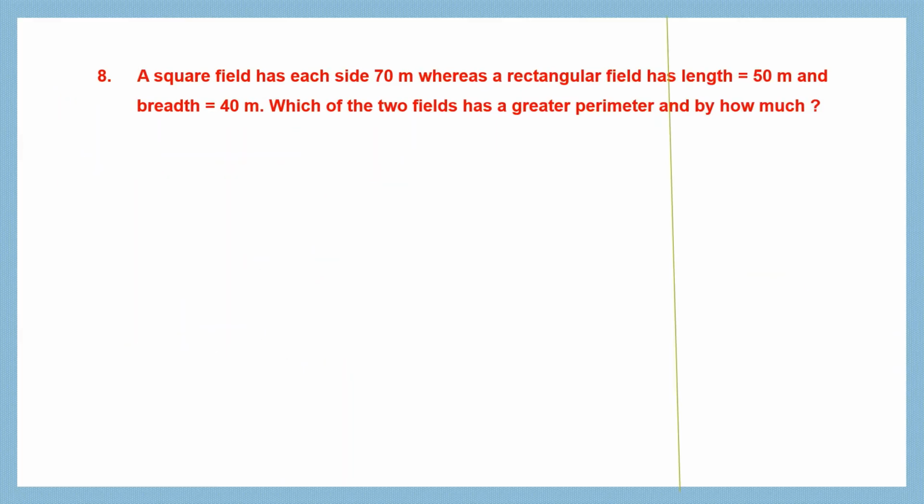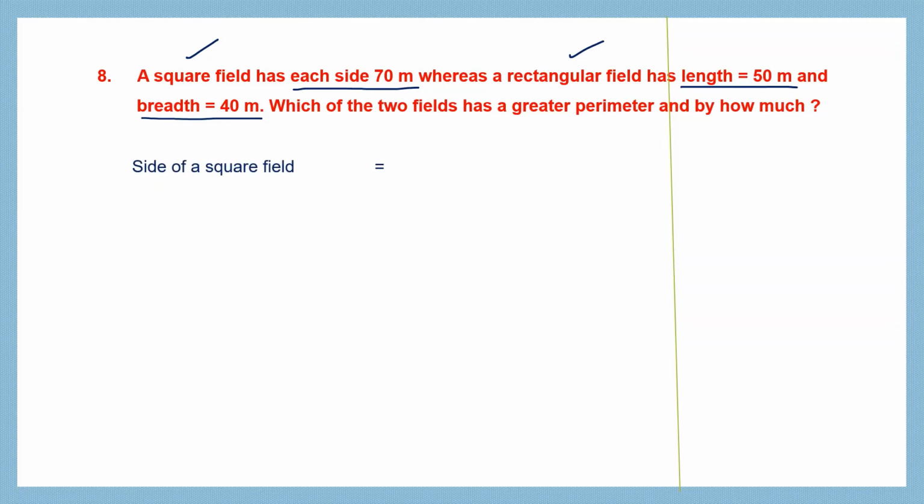Question 8. A square field has each side of 70 meters, whereas a rectangular field has length 50 meters and breadth 40 meters. So we are talking about two fields, a square field and a rectangular field. Now, which of the two fields has a greater perimeter, and by how much? So that means we have to find the perimeter of the square field and the perimeter of the rectangular field. So let's begin.